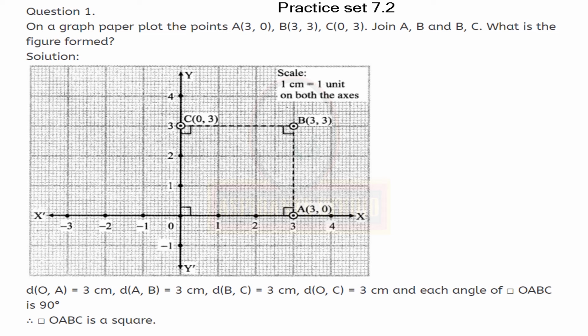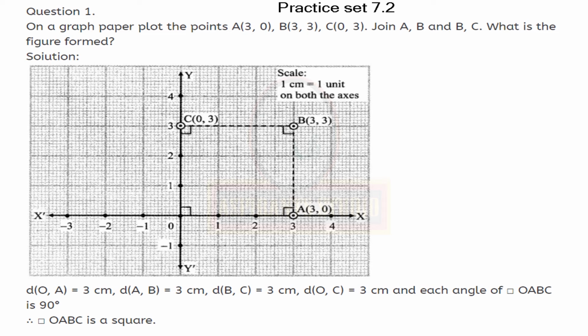Now mark B. B is 3, 3. X coordinate is 3, Y coordinate is 3. Then mark C, 0, 3. X coordinate is 0, so the point lies on the Y axis, so you have to be careful. After marking that, you have to join AB and BC.